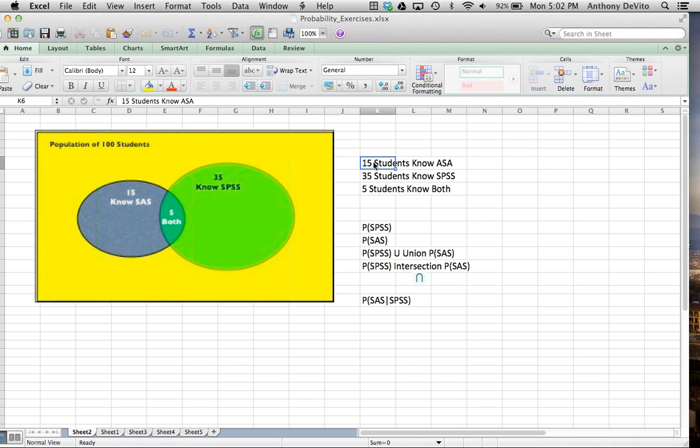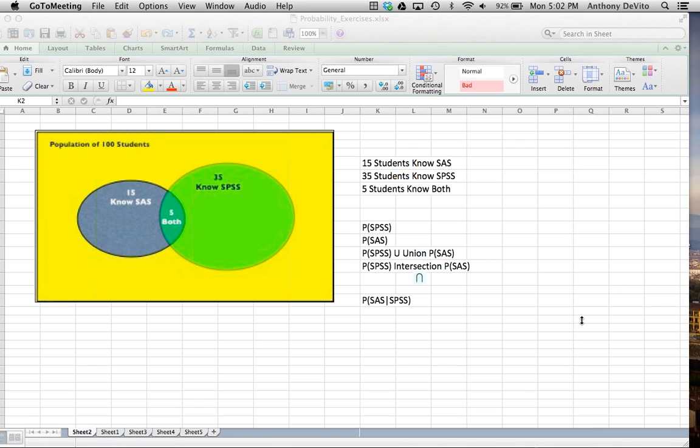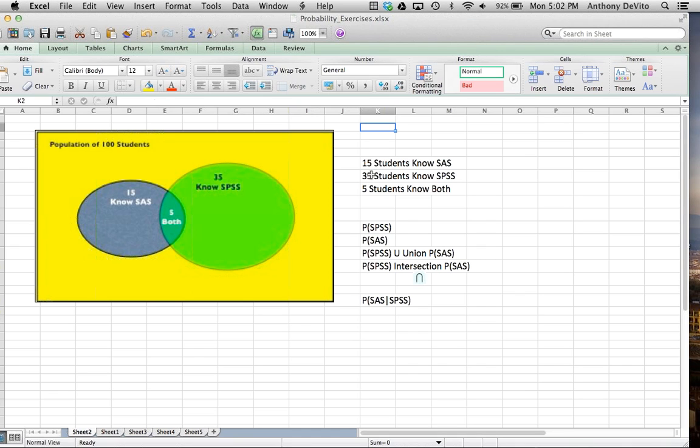no, that's a typo there. No, oops, let me get in there and correct that. No SAS, which is a software package. We're using SPSS. That just happens to be another software package. And 35 of the students, or 35%, depending on how we want to look at it, know SPSS.